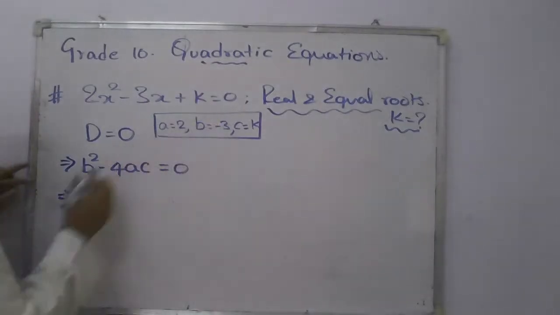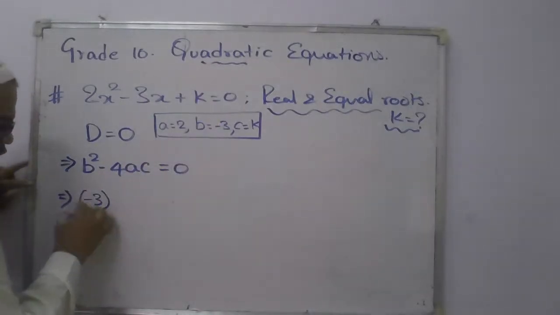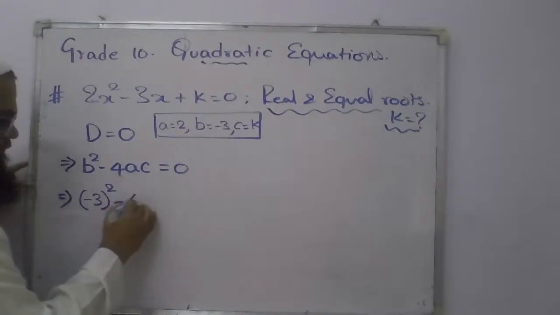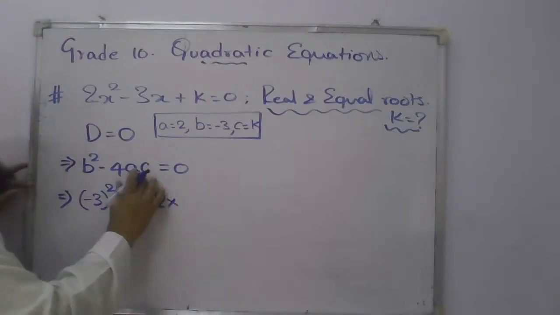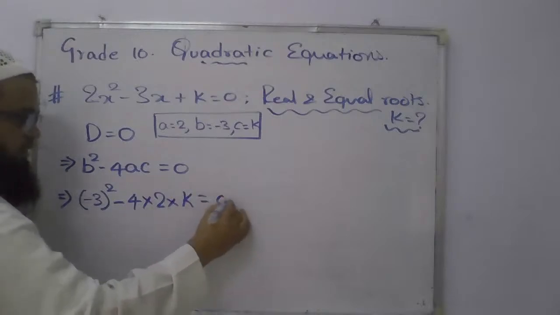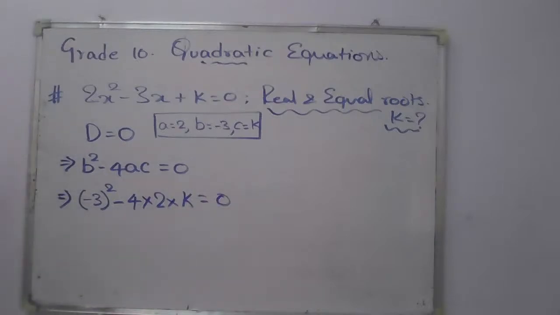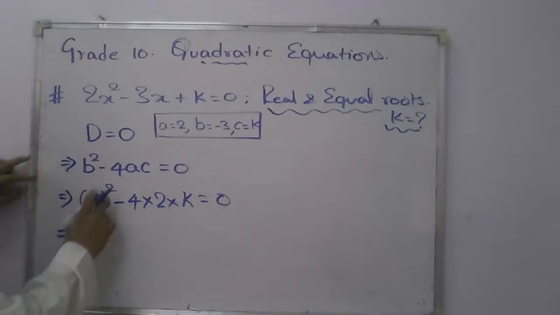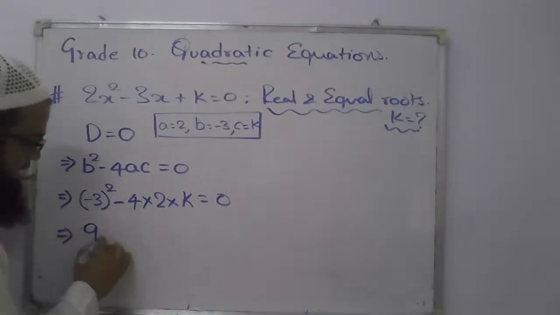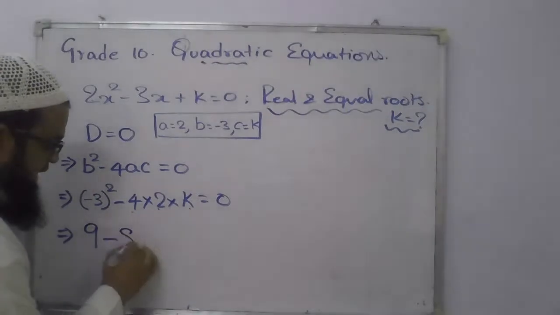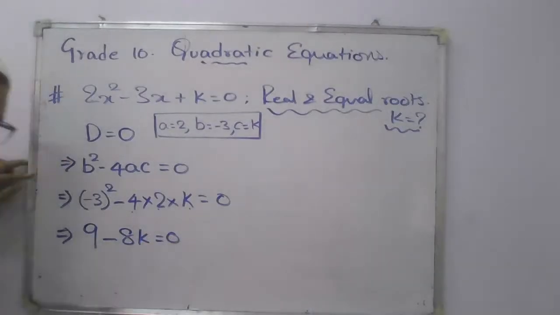b square, it is minus 3 whole square, minus 4 times what is a? 2, times what is c? k, is equal to, it should be 0. Understood or not? So that implies minus 3 whole square. What is minus 3 whole square? 9, minus 4 twos are 8, 8k equals 0.